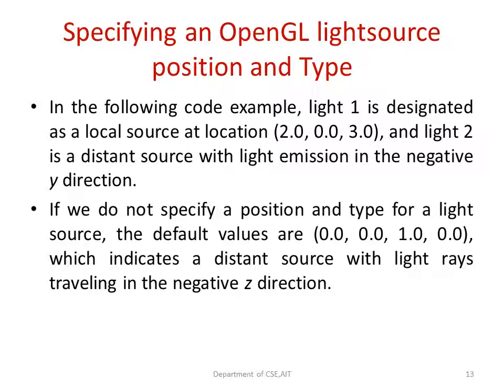Sometimes if we don't specify the values, then the default values will be set as 0.0, 0.0, 1.0 and 0.0. The first 3 are for the position, which is going to indicate that this light is in the negative z direction, and the last parameter is going to tell that it is a very far away light.